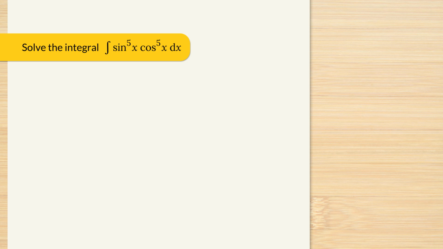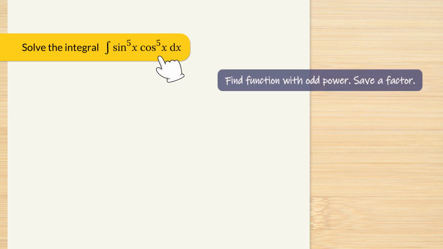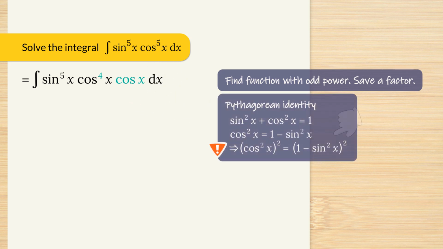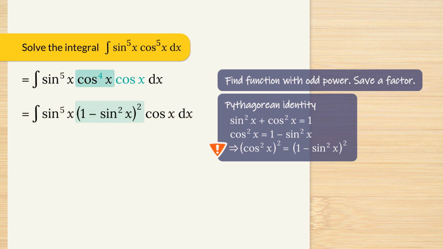We can redo the question by choosing cosine as the trigonometric function that has the odd power. Save a factor of cosine, and then rewrite the cosine in terms of sine. Cos² is 1 minus sin², but because we have cos⁴, we have to square that quantity. So the entire thing, 1 minus sin², the whole thing squared. Letting u equal to sin x, then du is cos x dx.